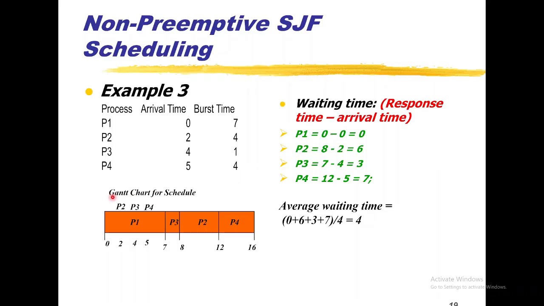Now the Gantt chart for the schedule is seen here. We are looking at non-preemptive shortest job first. When process 1 arrived at time 0, it started to be executed immediately.